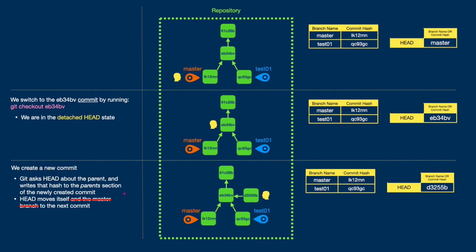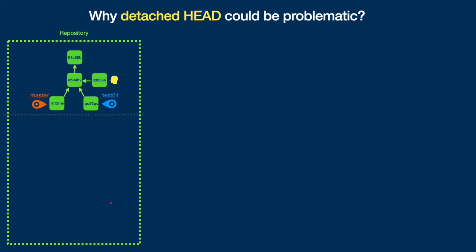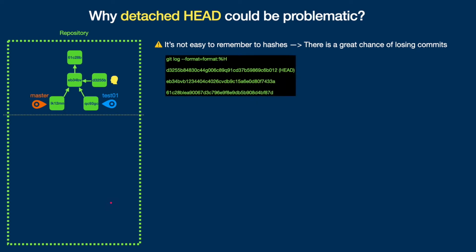Now, why does Git warn us about the detached head state? Why could detached head be problematic? Again, no human readable branch is pointing to this commit, so we have to remember the hash, which increases the chance of us losing this commit. Let's see how it happens. If we run git log, we would see the current commit that head is pointing to and its parents.